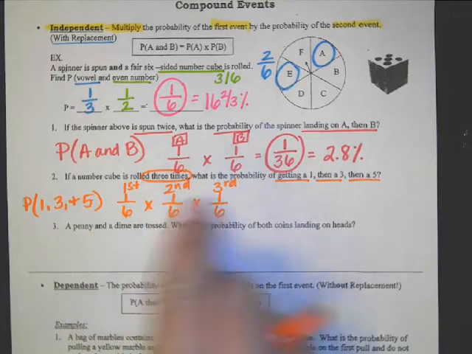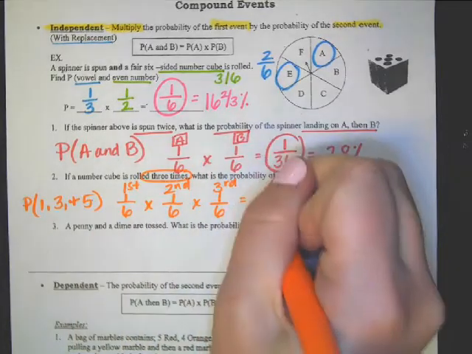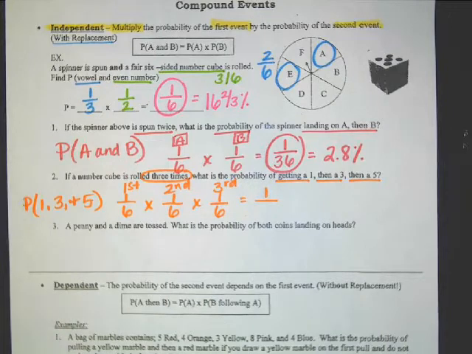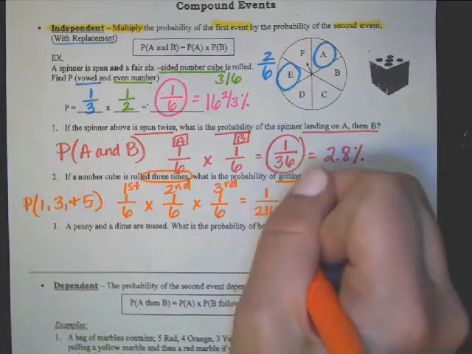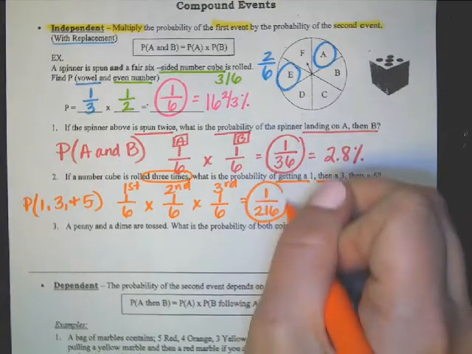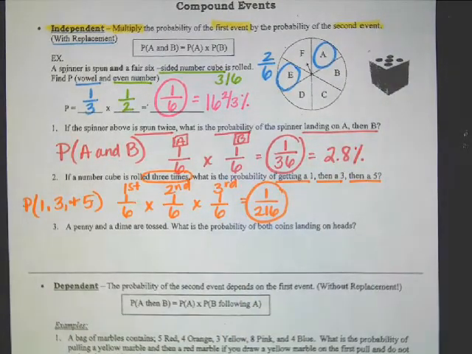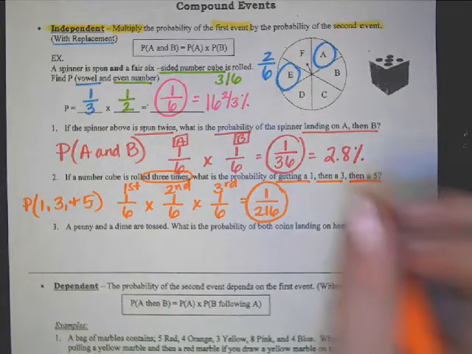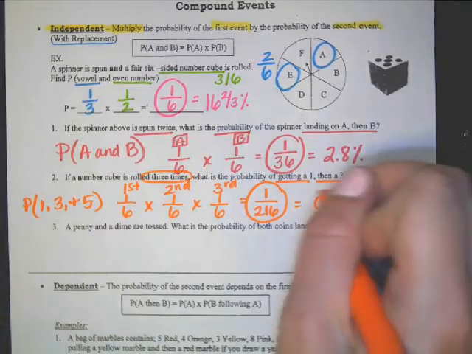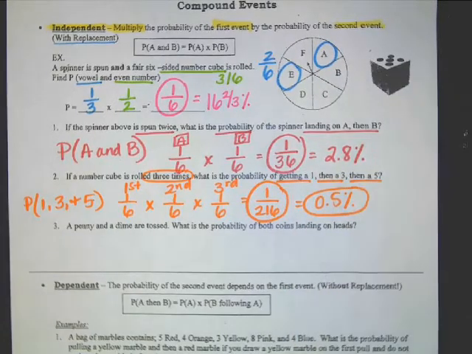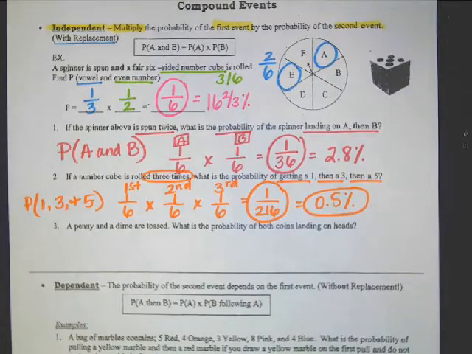1 times 1 times 1 equals 1. 6 times 6 is 36, times 6 gives me 216. I have a 1 out of 216 chance that this is going to happen. If we make this a percent, I have a 0.5% chance of this happening. It's almost impossible, but it's still possible, so we'll call it unlikely.